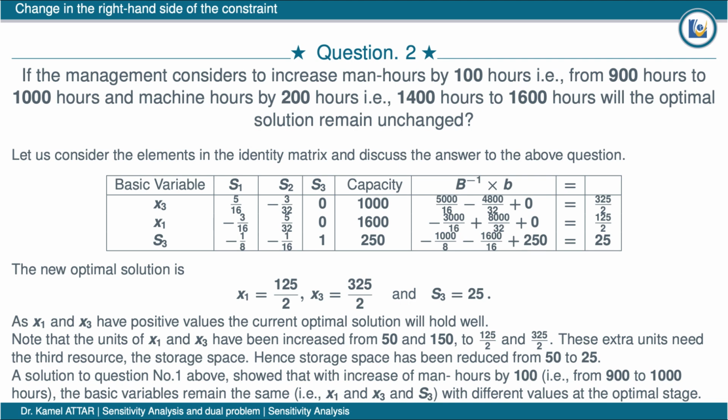Shadow price indicates that the resource of man-hours can be increased to increase the objective function. A solution to question number 2 above showed that, with increase of man-hours by 100 hours, and machine hours by 200 hours, the basic variables remain the same, with different values, at the optimal stage.